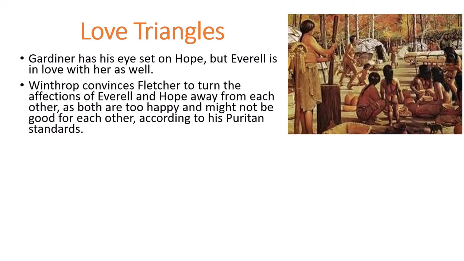But he's accepted into their society, and Winthrop decides to talk to Fletcher. He wants to turn the affections of Everil and Hope away from each other. They're really too happy and bright and gay and not so serious and dour and pious as Winthrop and even Fletcher think that they ought to be as good Puritans. They have kind hearts, both of them. But Winthrop feels like if they marry each other, they won't really be helping the church. And according to his Puritan standards, really they're not good for each other.